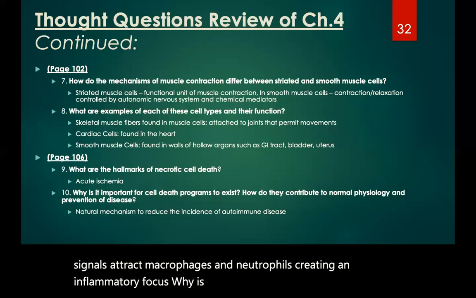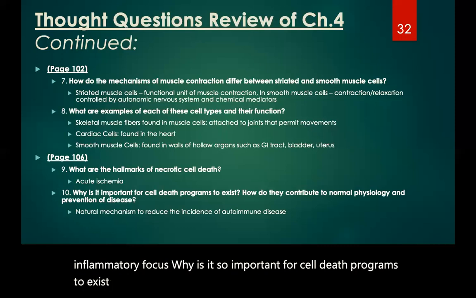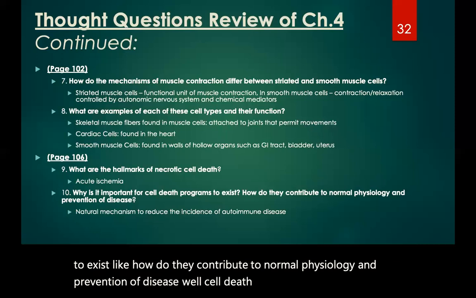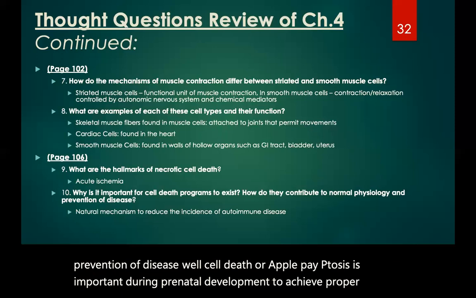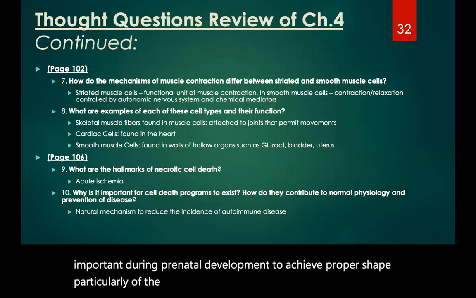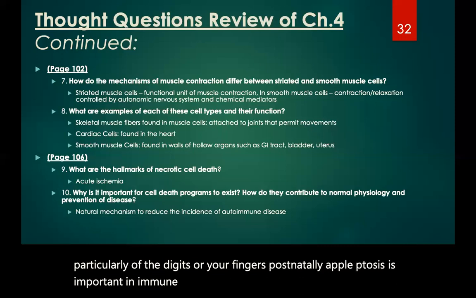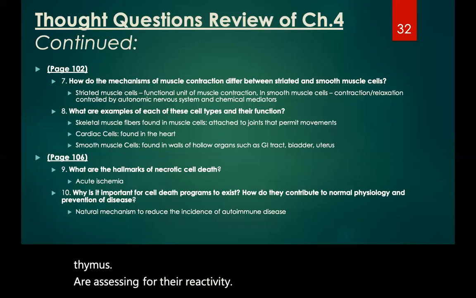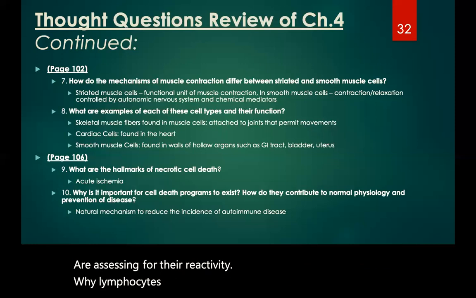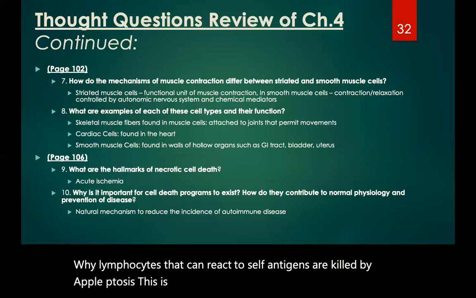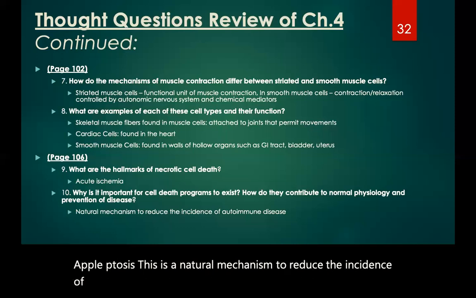Why is it so important for cell death programs to exist? How do they contribute to normal physiology and prevention of disease? Well, cell death or apoptosis is important during prenatal development to achieve proper shape, particularly of the digits or your fingers. Postnatally, apoptosis is important in immune cell development. Cells maturing in the thymus are assessed for their reactivity, while lymphocytes that can react to self-antigens are killed by apoptosis. This is a natural mechanism to reduce the incidence of autoimmune disease.